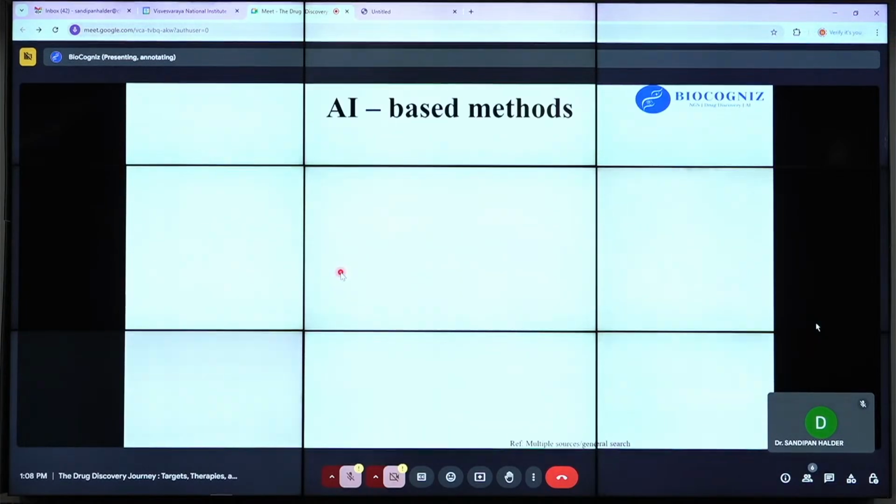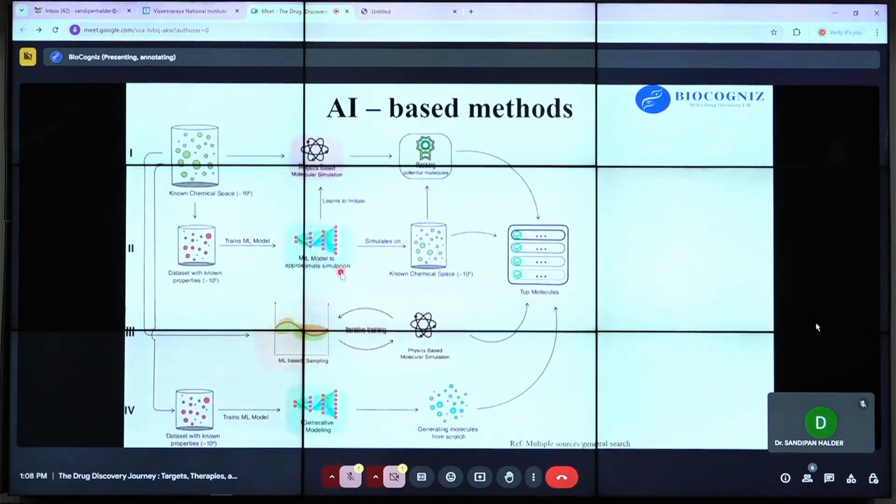Okay. Yeah, and several AI-based methods. This is just to refresh your memory. We have already seen this in the previous lecture, when you have different methods. Overall, from a training data set, we make a model, and using the model, we will either generate the compounds or predict the properties of the compound. These are the two approaches.